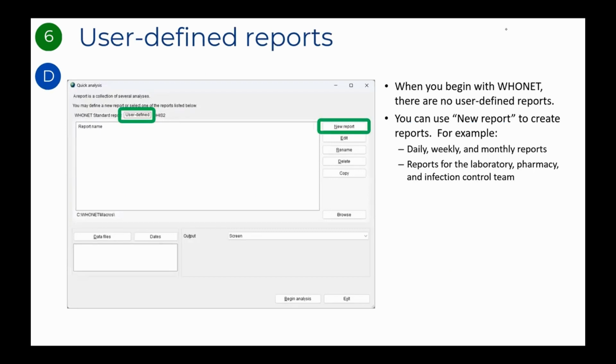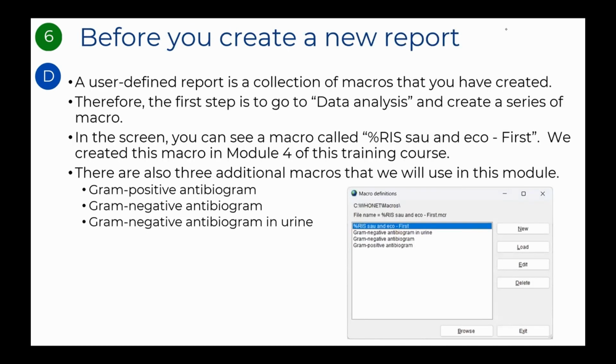We can see the sheet for user-defined reports here. When you begin WHONET, there are no user-defined reports, but you can create your own using the option New Report. A user-defined report in WHONET is a collection of WHONET macros, which were discussed in Module 4 of this course.